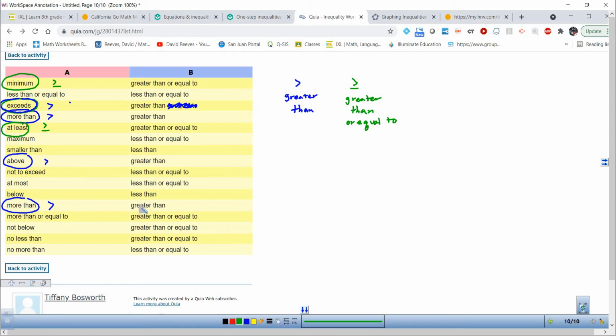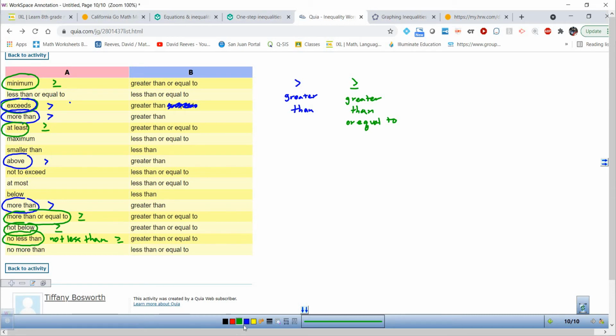Greater than or equal to, any or right here. More than or equal to. You notice we can just substitute more for greater and we get that same thing. Not below: if it's not below $10, then it's $10 or more. No less than, or sometimes we have not less than. That also means greater than or equal to. Any more that I missed?